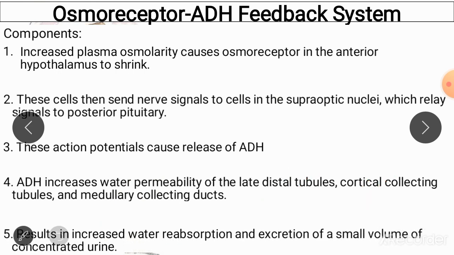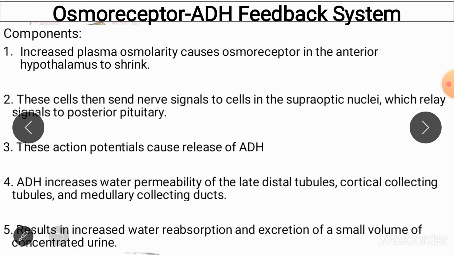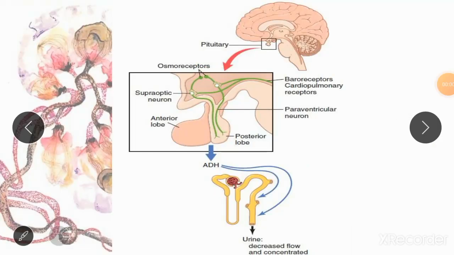and it is going to cause reabsorption of water from these parts of the nephron, and this reabsorption of water is going to reduce the extracellular fluid osmolarity back towards the normal. So this is how the osmoreceptor ADH feedback loop works, and this is how the osmolarity is maintained within the body. The osmoreceptors are quite near to the supraoptic nucleus in the hypothalamus, and they have very rich blood supply.